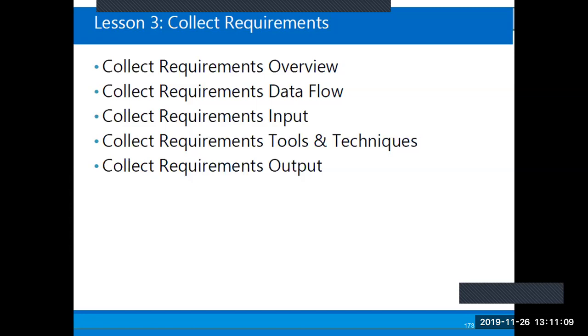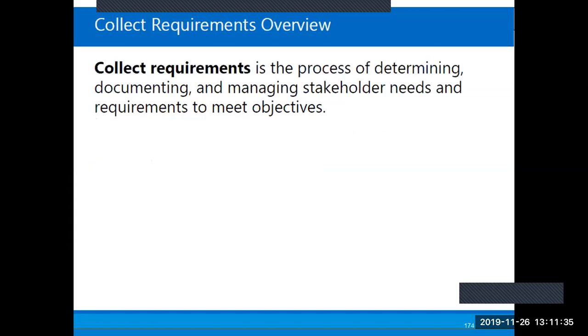So after you plan the scope, how the scope will be defined, that's the product scope and the project scope, how they will be validated and how they'll be controlled is under plan scope management. That is the documentation. And then collect requirements becomes the second process. And collect requirements is about determining, documenting, managing stakeholder needs and requirements to meet the project objectives.